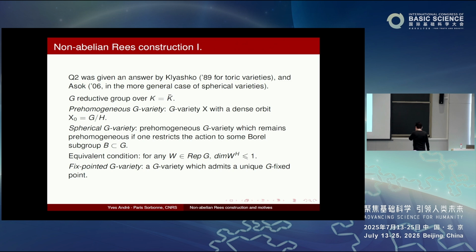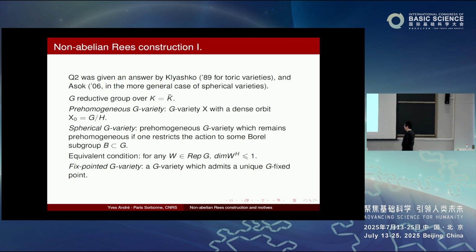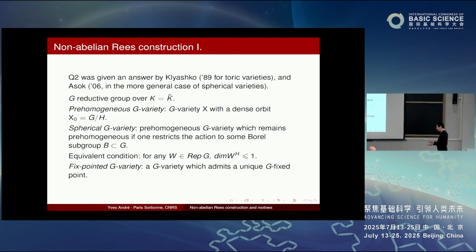So now G is a reductive group over an algebraically closed field K of characteristic 0. And the fundamental concept in this talk is the concept of pre-homogeneous G-variety. A pre-homogeneous G-variety is a G-variety X which has a dense orbit X naught, and this X naught is a homogeneous G-variety, of course. So this is a kind of partial compactification of a homogeneous space.